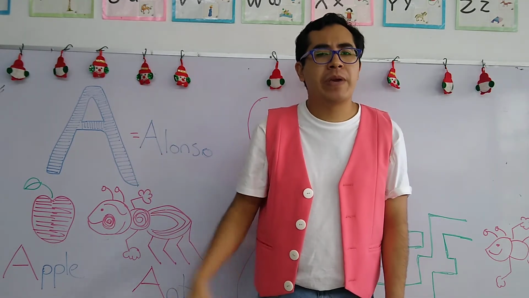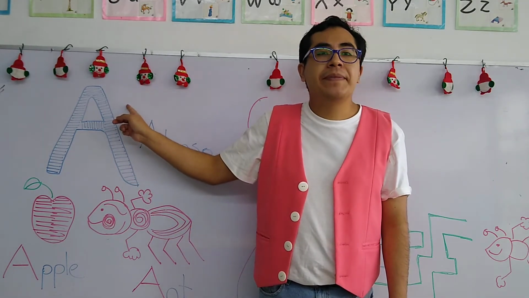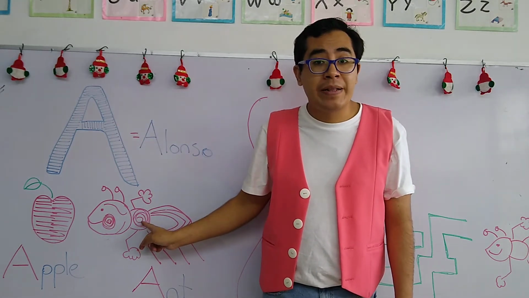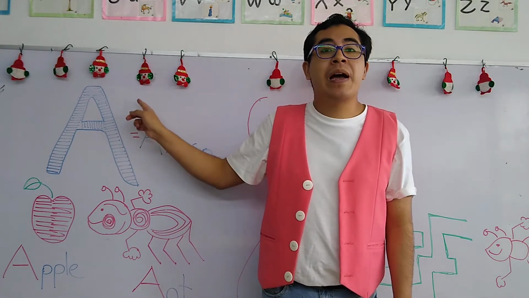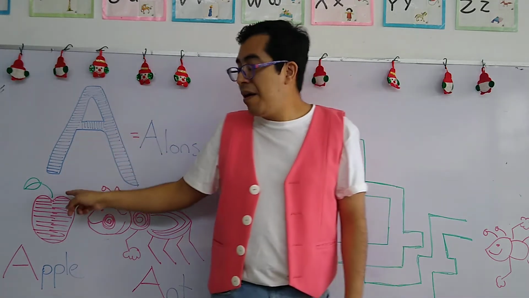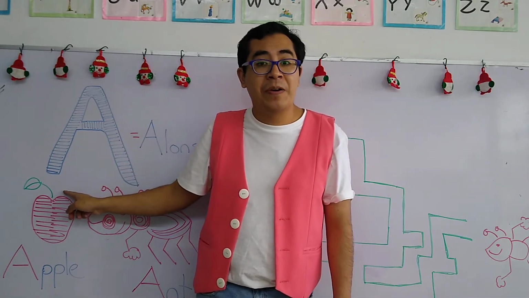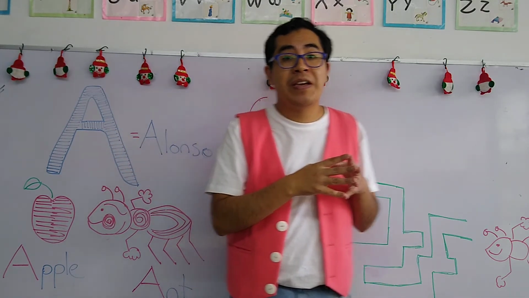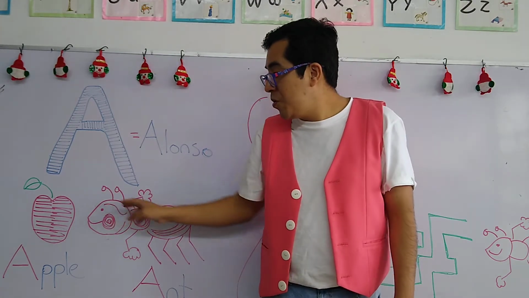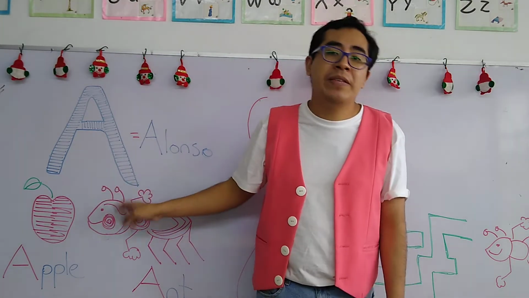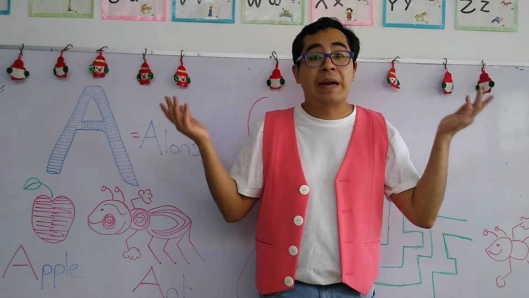Now, the ant begins with the capital A. Please repeat after me. Capital A. Ant. Capital A. Apple. Very good. And another characteristic that is similar of these two objects is that apple and the ant are color red.